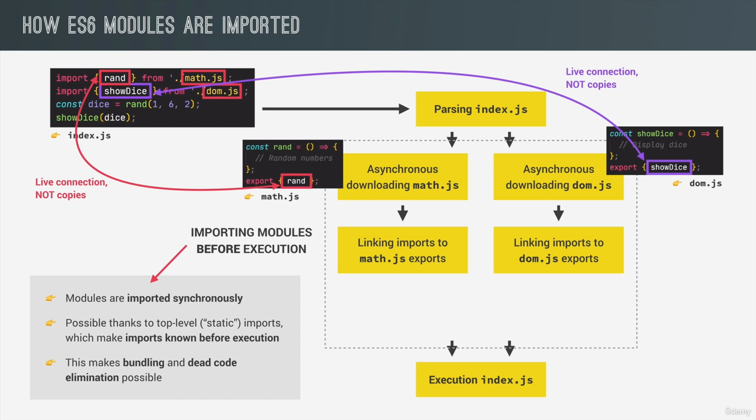And this export is then connected to the rand import in the index.js module. And this connection is actually a live connection. So exported values are not copied to imports. Instead, the import is basically just a reference to the exported value. So like a pointer. So when the value changes in the exporting module, then the same value also changes in the importing module. And this is quite important to understand because it's unique to ES6 modules. Other module systems do not work like this, but JavaScript modules do. And so you need to keep that in mind.